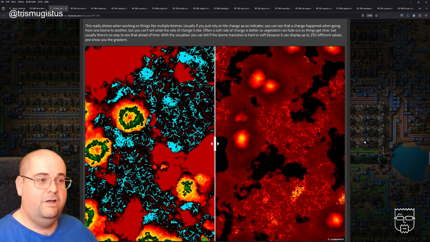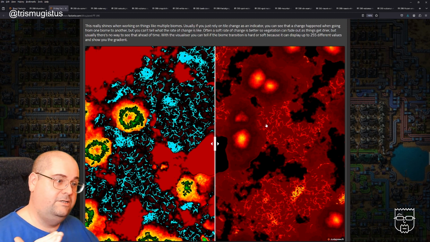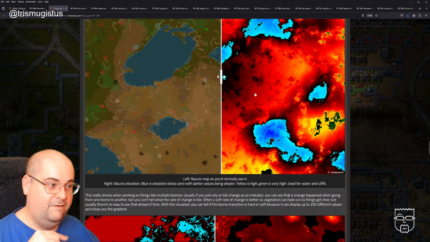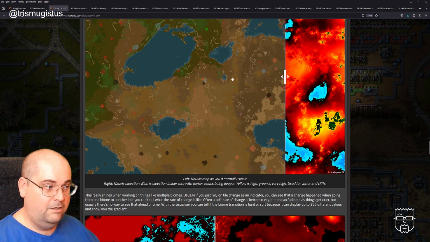This really shines when working on things like multiple biomes. Usually, if you just rely on the tile change as an indicator, you can see that a change happened when going from one biome to another, but you can't tell what the rate of change is like. So that's what I was saying about the edge of the gradient. With this version, you can sort of tell that this is building up to the values here and here and here, and that there's a gradient going on across here. You can't tell that at all on here. I mean, you can kind of, but these bigger blob areas, you just wouldn't be able to tell what the detail was.